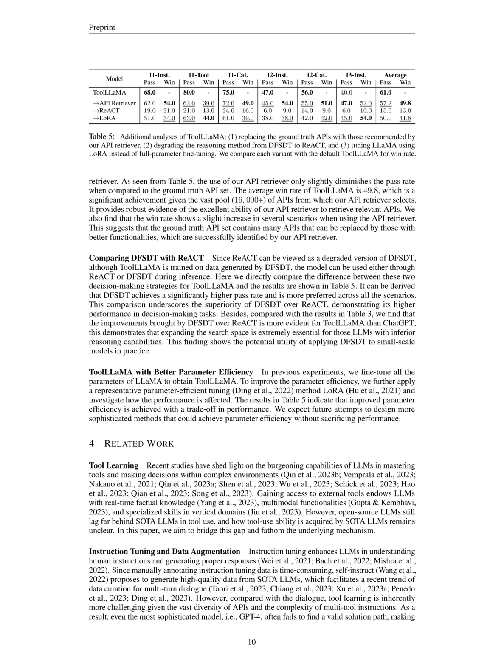We also integrated our API retriever with ToolLLaMA. In real-world situations, users might not be able to manually suggest APIs from a large pool. To simulate this, we replaced the ground truth APIs with the top 5 APIs recommended by our API retriever. The results showed that using our API retriever only slightly reduced the pass rate compared to the ground truth API set. The average win rate of ToolLLaMA was 49.8, which is quite impressive considering the large pool, over 16,000, of APIs from which our API retriever selects. This provides strong evidence of our API retriever's excellent ability to find relevant APIs.